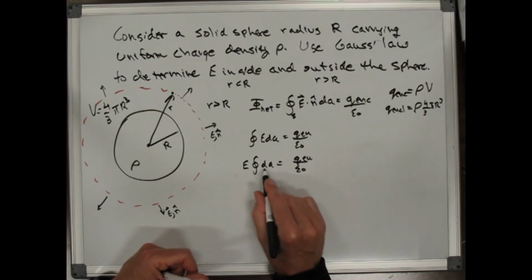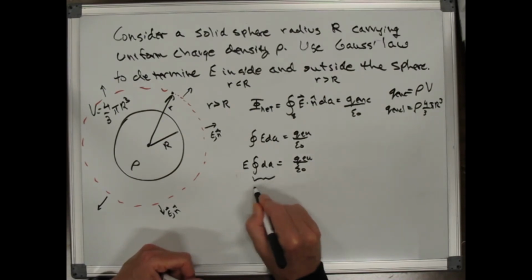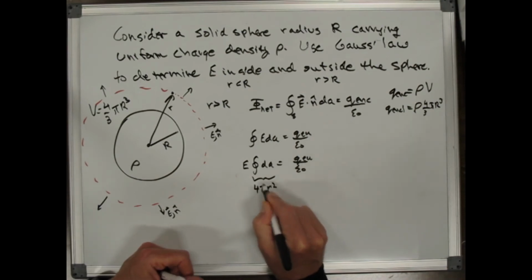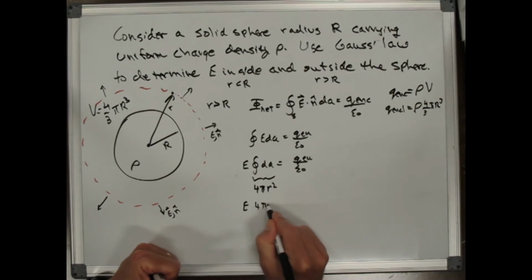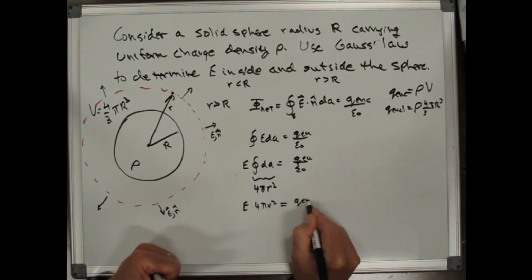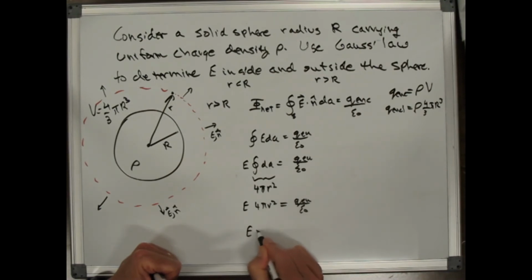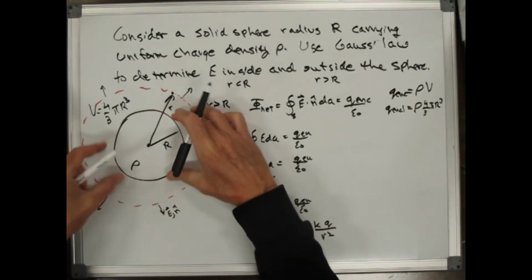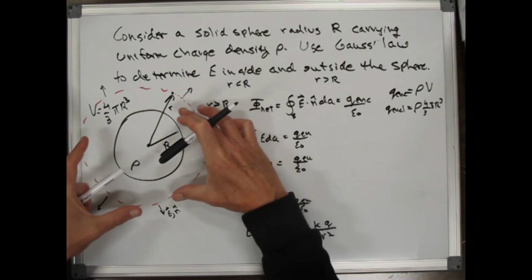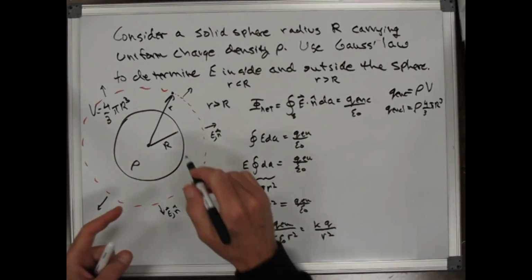The integral of dA is just the area of the surface. This is just 4 pi little r squared, the area of the Gaussian surface. And so E times 4 pi r squared is equal to Q enclosed over epsilon naught, or E is equal to Q enclosed over 4 pi epsilon naught r squared, or kQ over r squared. So if I'm outside the sphere, I can just treat it as a point charge. It gives the same electric field that a point charge gives.